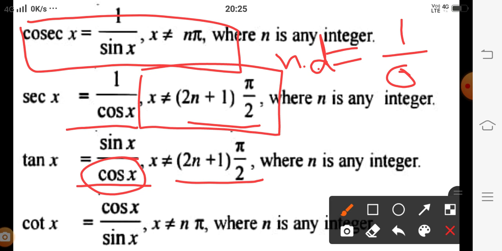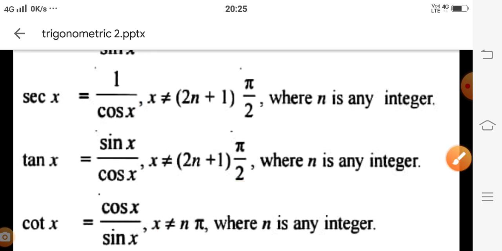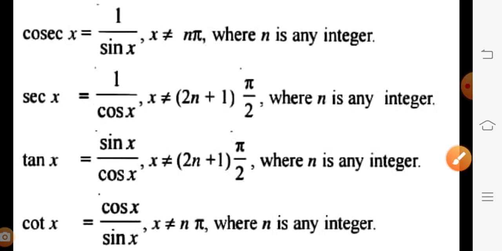And for cot x, cos x upon sin x, if you are taking x as n pi, then we are getting the denominator 0. For this reason, we are not taking x equal to n pi here. Then cot x is equal to cos x upon sin x.